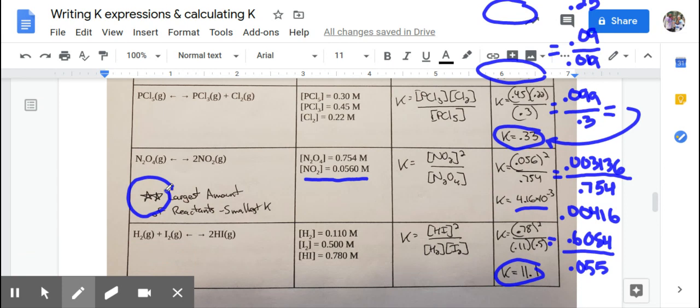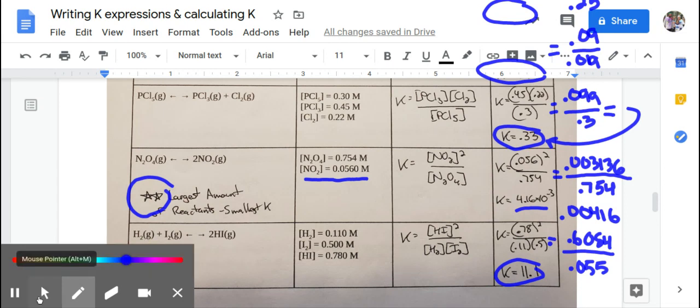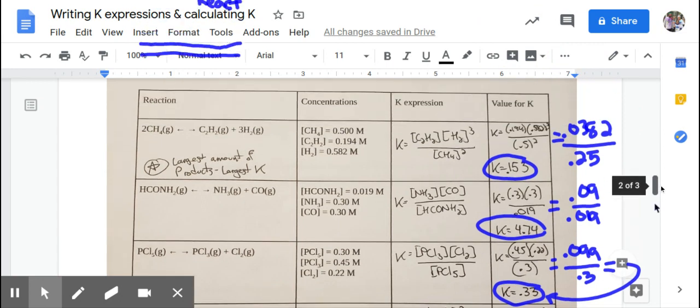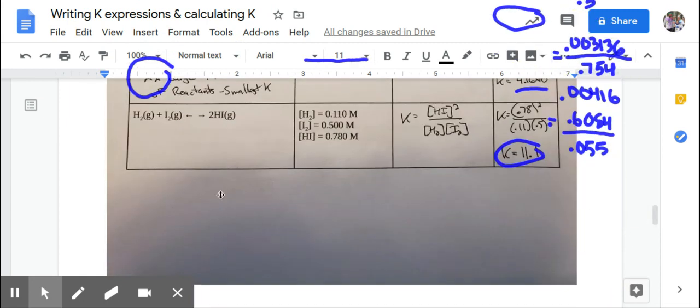For the one that has the largest amount of products, I need to apologize. There's a typo here. When I answered this, I didn't notice that there was a decimal point in front of 0.153, but the largest K value is the fifth, 11.1. So that's 1 star. That's the highest amount of products compared to reactants.